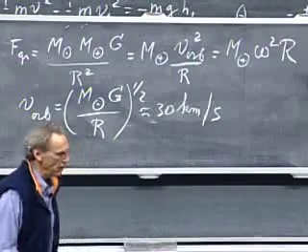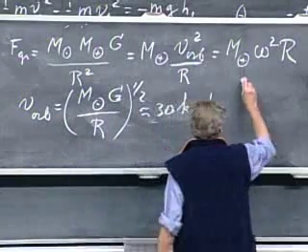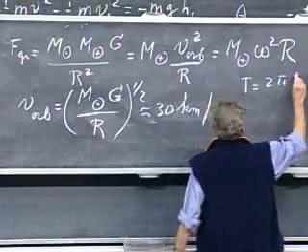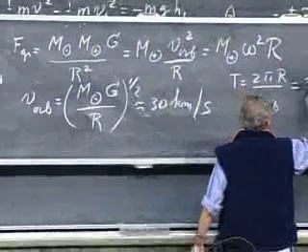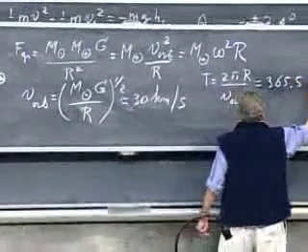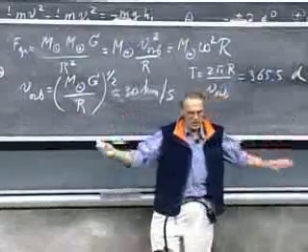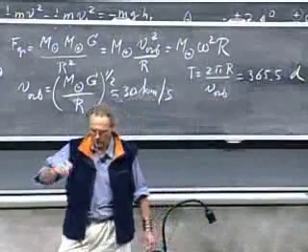So you know what the period is to go around the Sun? That is 2 pi r divided by the orbital speed. And that is about 365.5 days. That's 1 year. That's how long it takes us to go around the Sun.